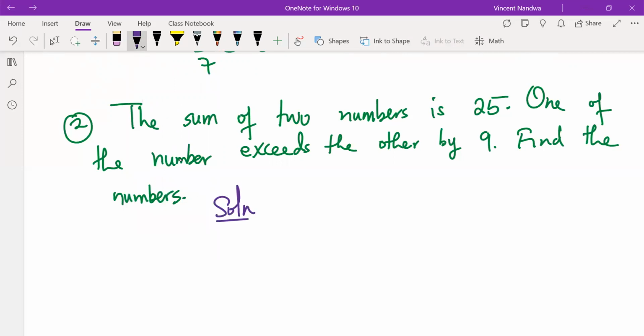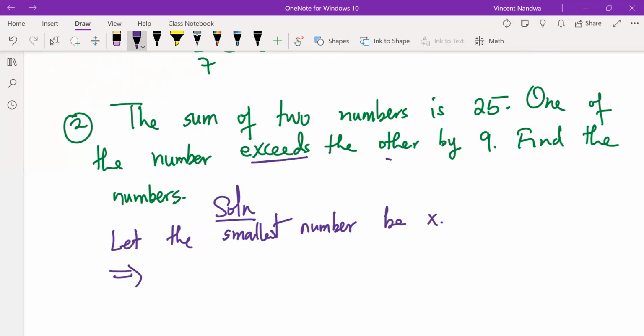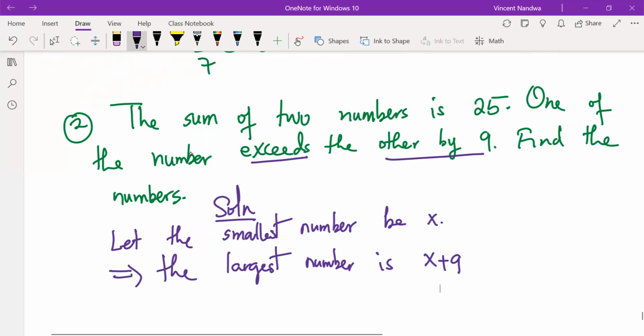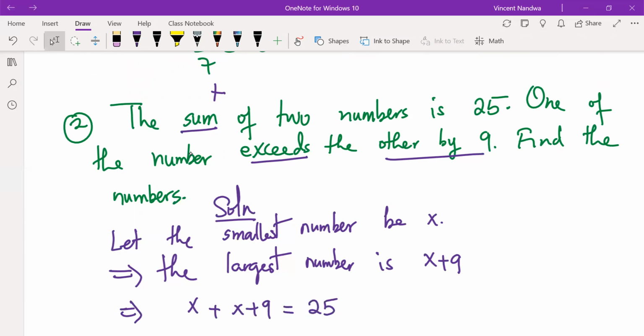Solution: if we assume that the smallest number is x, let the smallest number be x. We have been told that one of the numbers exceeds the other by 9, so the largest number is x plus 9. Exceeds means you add 9. And then the sum, which means plus, of these two numbers must be 25. So if we add x and x plus 9, we must get 25.